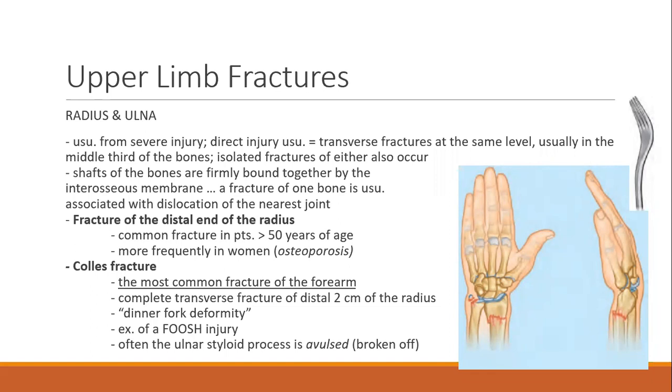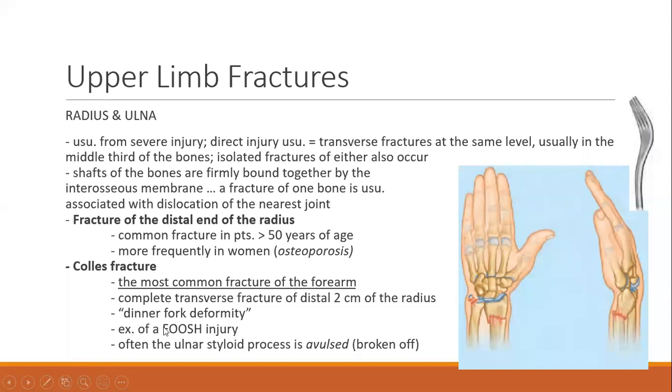A Colles fracture, depending on how you want to pronounce it, is the most common fracture of the forearm. You can see how it's at the distal radius here. It is a complete transverse fracture of the distal 2 centimeters of the radius, commonly known as the dinner fork deformity. When you look at the patient's hand, the wrist looks like a dinner fork after the fracture.